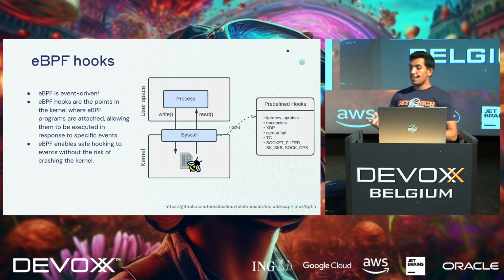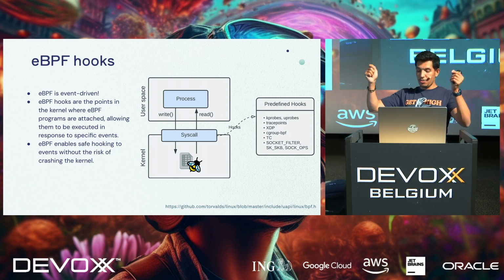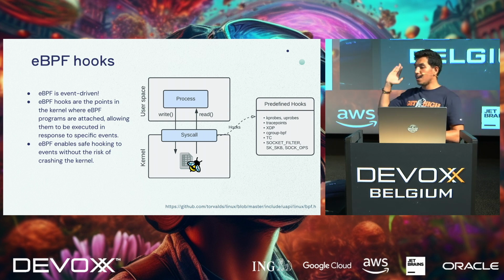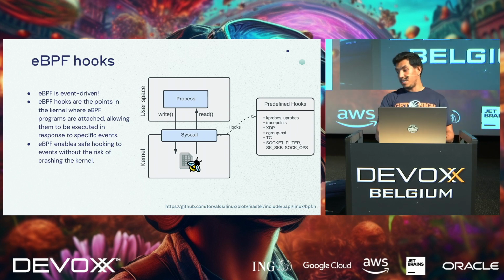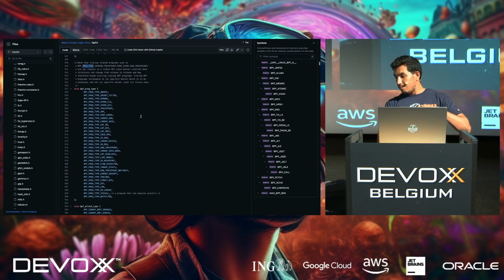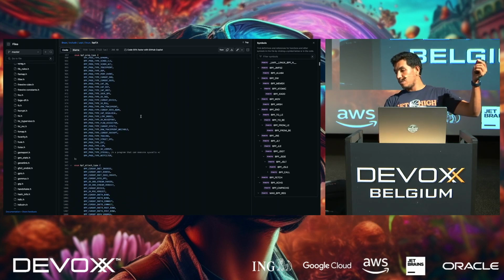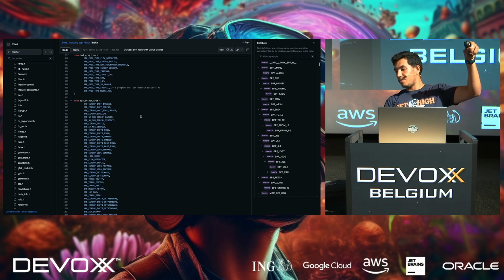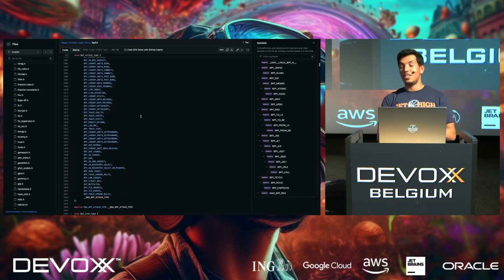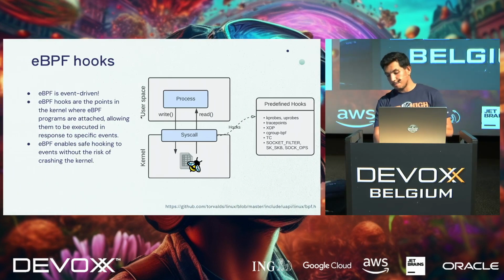eBPF hooks. I mentioned that eBPF is event-based, and when you load the program, as you saw, it tries to attach it to some event. There are more than 40 events that we can attach our program to. If I go here, you would see that there are more than 30 program types. That's a header from the Linux kernel. And there are attachment points. There are many that you can attach your program to, basically.